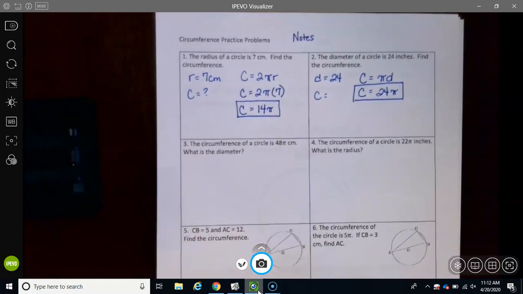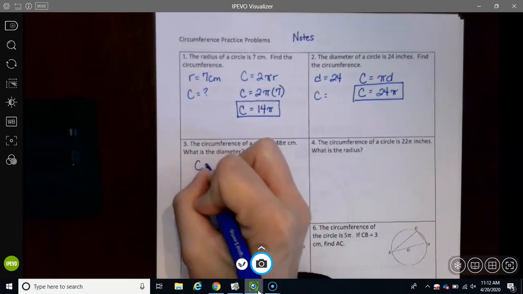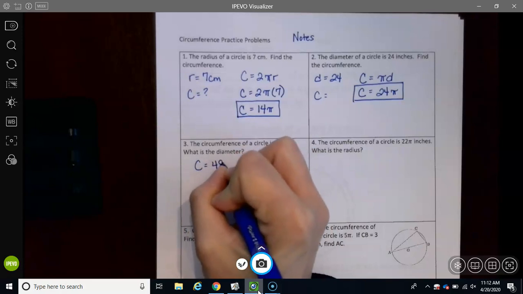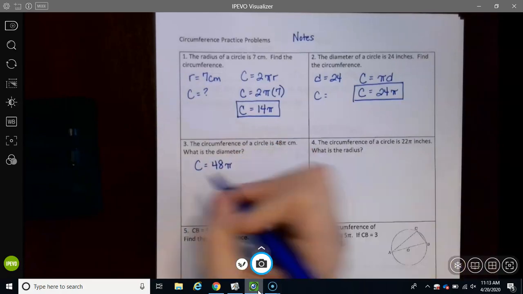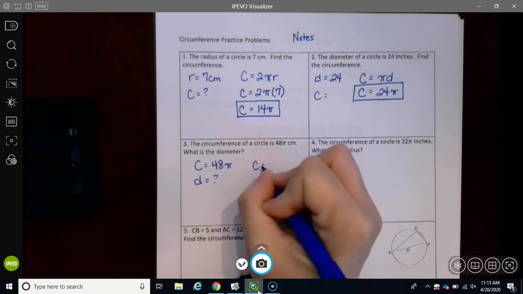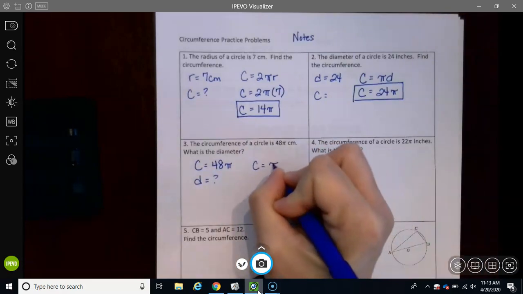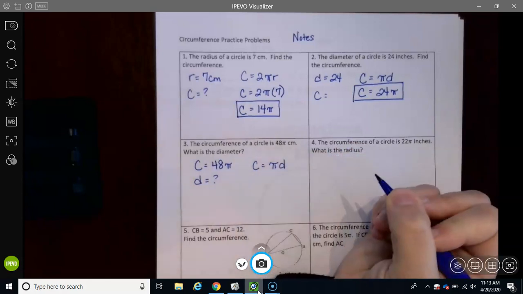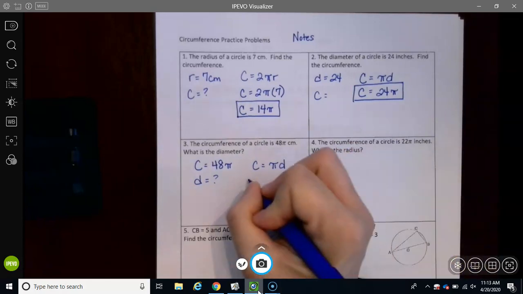On the next one, they gave us the circumference, which is 48 pi. And they are asking for the diameter this time. So we're using the formula that involves the diameter, so pi times diameter. And plug in what you know. We know the circumference is 48 pi.